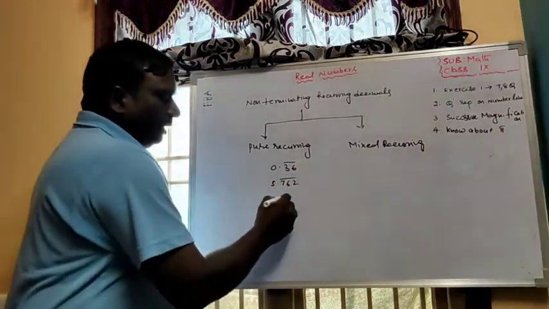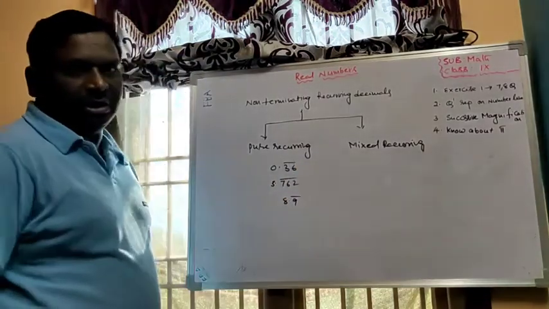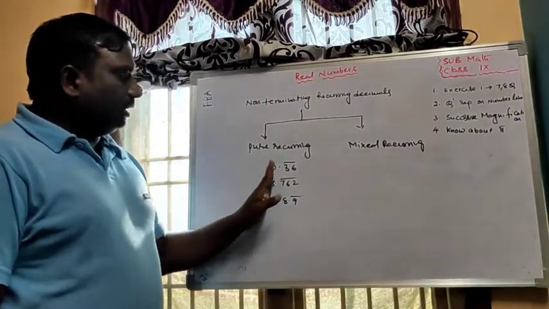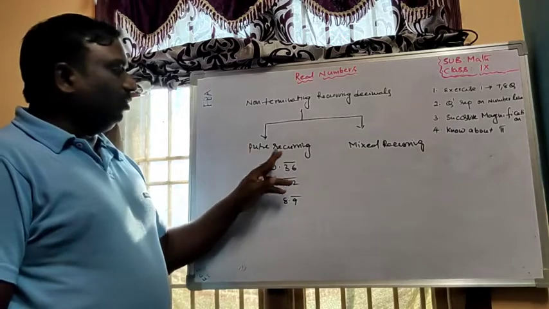3.762 recurring and 8.99 recurring. In the decimal part, all digits are repeated. In that case, that type of decimal is called a pure recurring decimal.